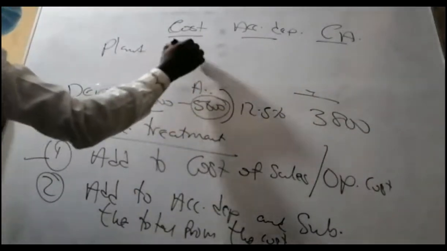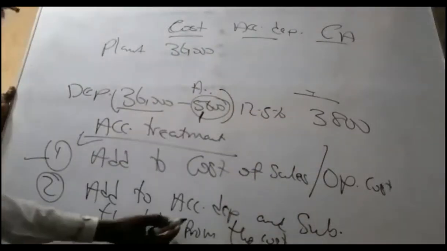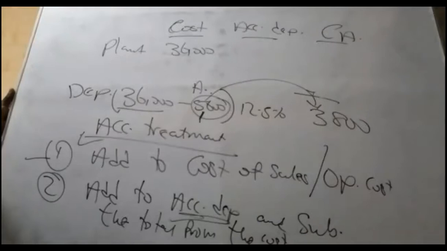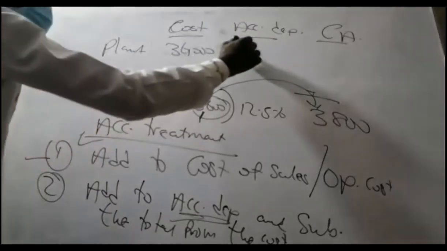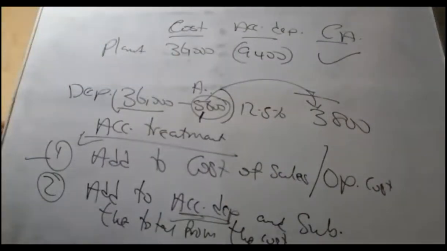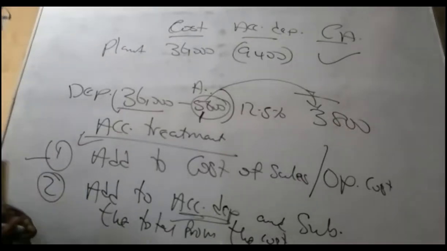The cost is 36,000. Now the accumulated depreciation that they have was 5,000. So they say add to the accumulated depreciation. I've added to what? This figure. So when I add these two together, what will be the answer? Then I'll treat it in the books. 5,600. 9,400. Good. So I'll put 9,400 here. I'll take it off. So this goes to the PPE schedule. So that's how you treat it. You add the depreciation to the accumulated depreciation.